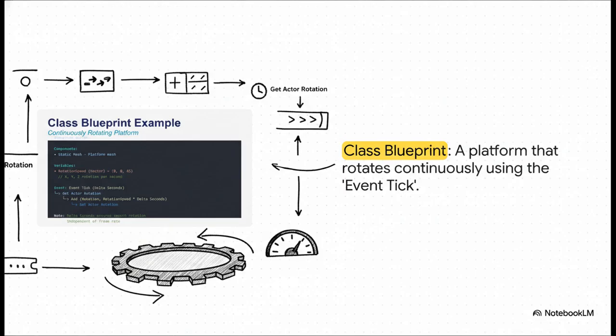But here's the pro tip. See that delta seconds pin? We multiply our rotation speed by that number. Why? It makes the movement smooth and consistent, whether on a super fast gaming rig or an older machine. It makes the rotation independent of the frame rate, which is absolutely crucial for good game feel.